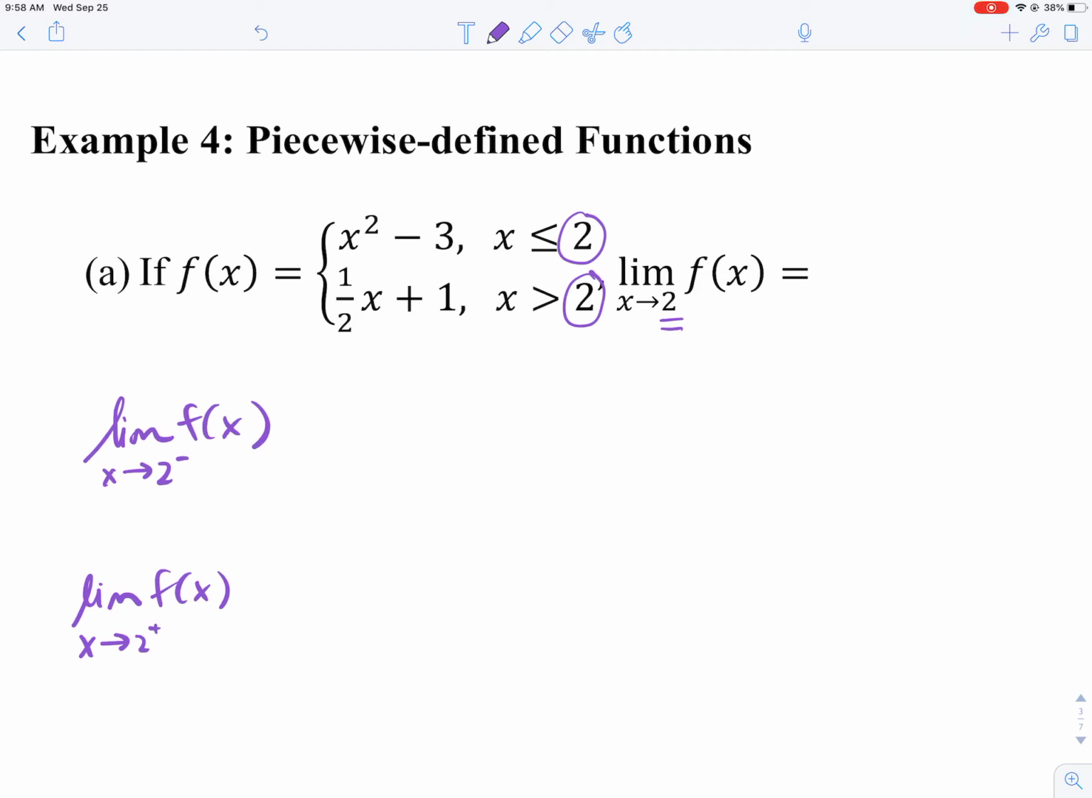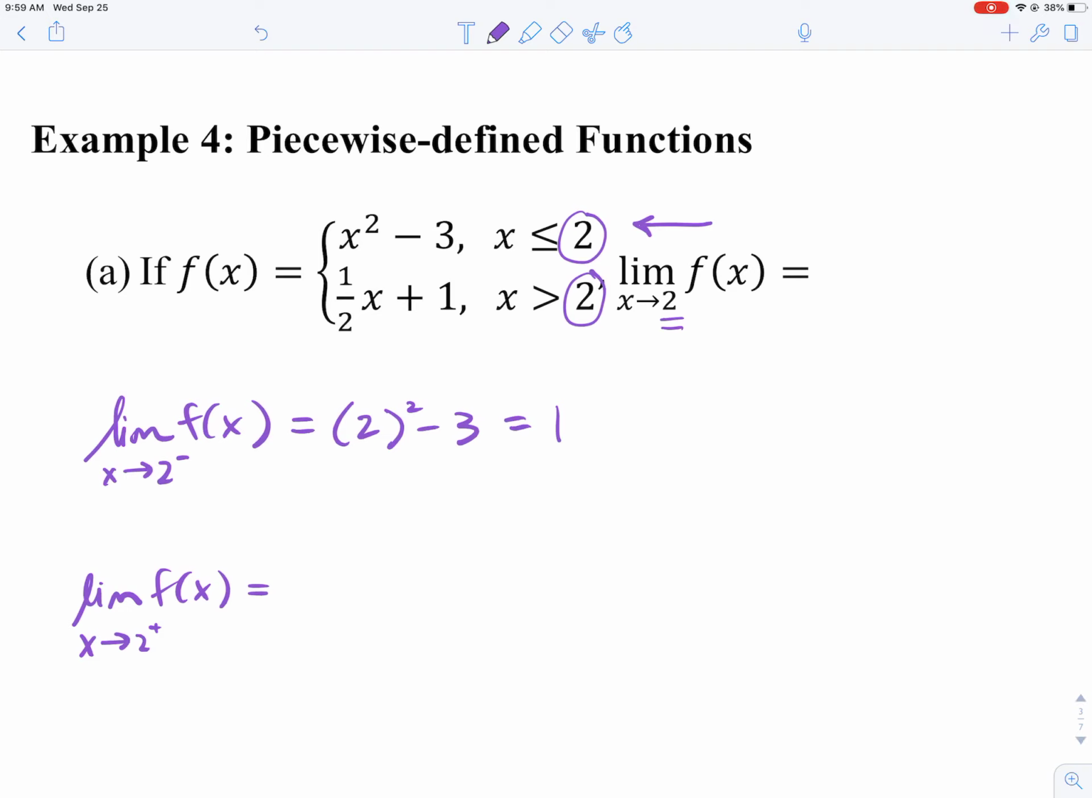So when we're taking the limit as x approaches 2 from the left, this first interval, x less than or equal to 2, will have values directly to the left of 2. So we can think about plugging 2 or using direct substitution into the first piece of the piecewise. So 4 minus 3 gives us 1.